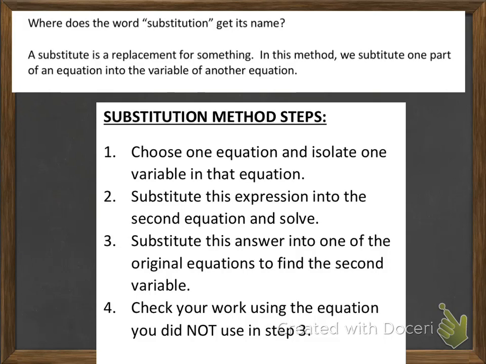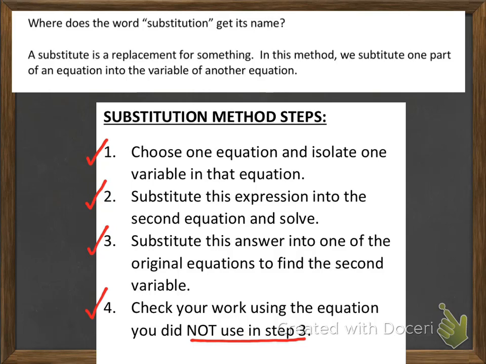So here are the basic 4 steps that we're going to follow when we use substitution. First, we pick one equation and isolate one variable in that equation. Notice that two different people could choose two different equations or two different variables and still get the correct result. So there's more than one correct way to solve a system of equations. Please keep that in mind. Next, we substitute the expression that is on the other side of the variable that we isolated into the second equation, and we solve for a variable. Then we substitute this answer into one of the original equations and find the second variable. And then, last but not least, we have to check our work with the equation that we did not use in step 3.